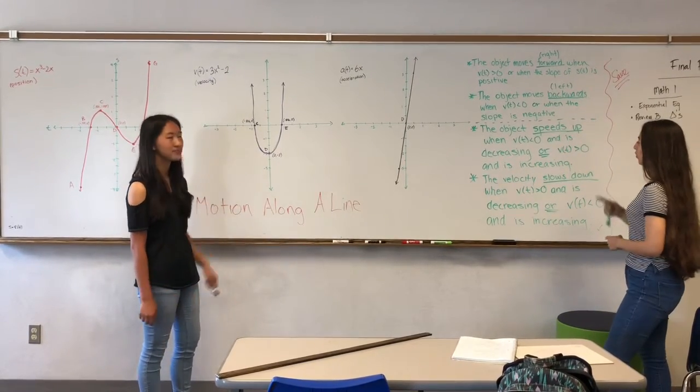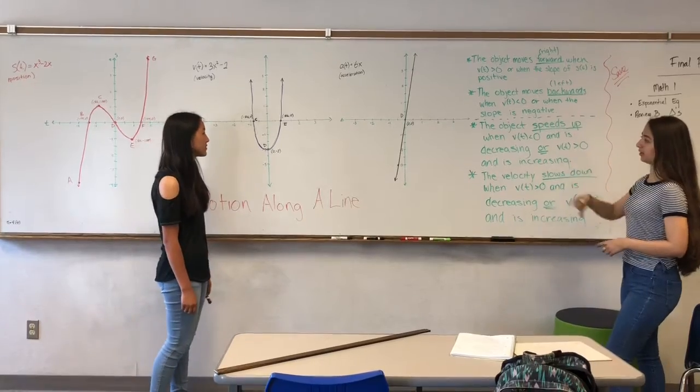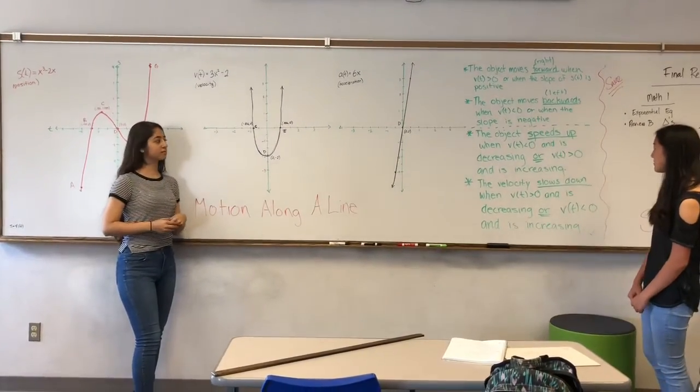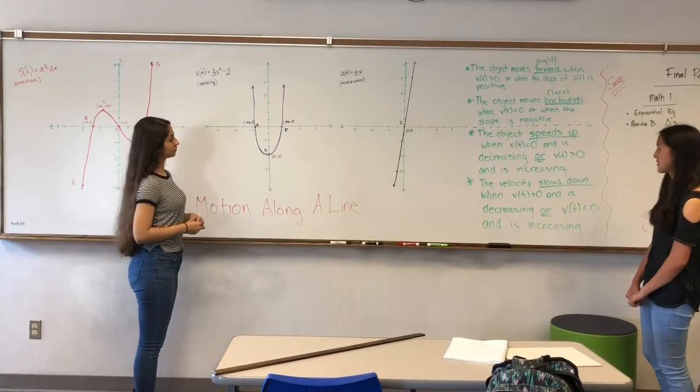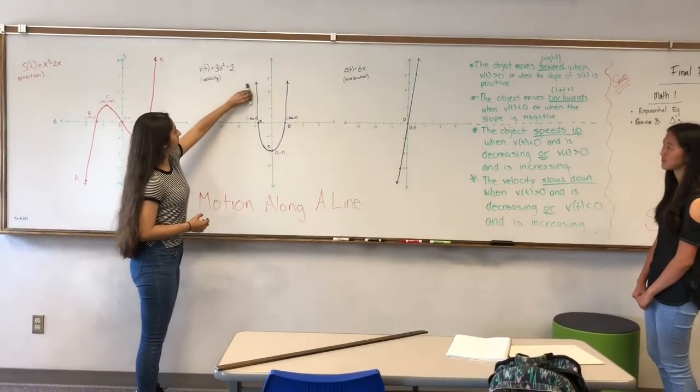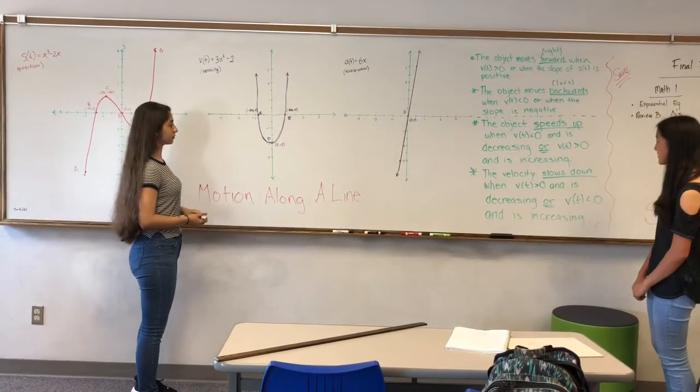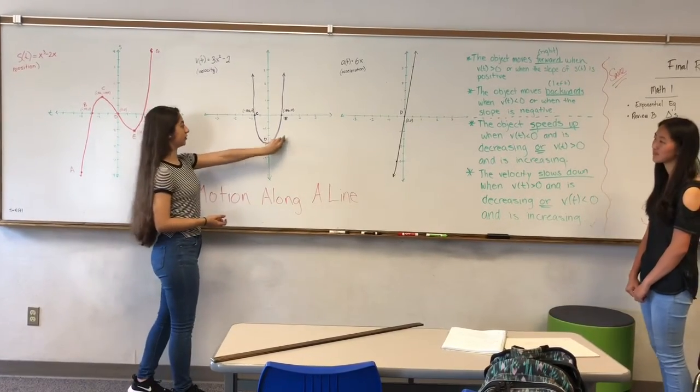The object speeds up when the velocity is less than 0 and is decreasing, which is right here, or when the velocity is greater than 0 and increasing, which is right here. The object slows down when v(t) is greater than 0 and is decreasing, so in this case it's right here, or when v(t) is less than 0 and is increasing, which is from D to E.